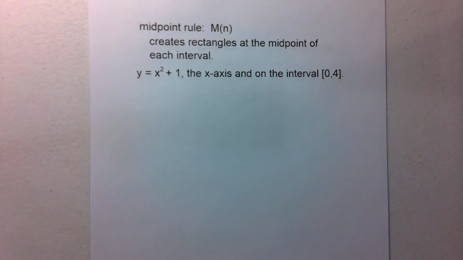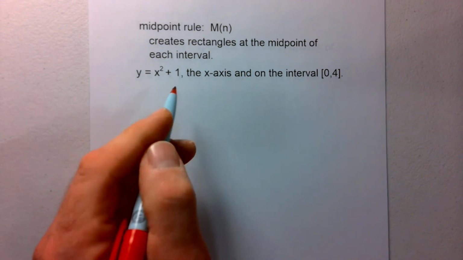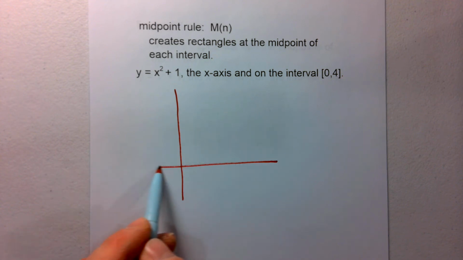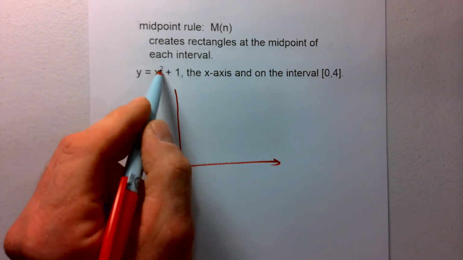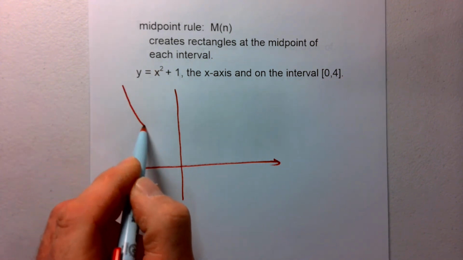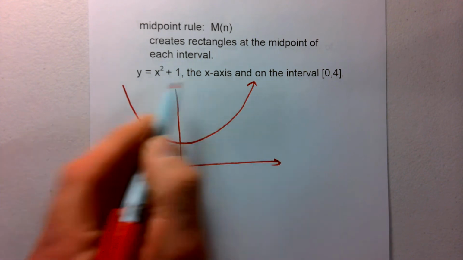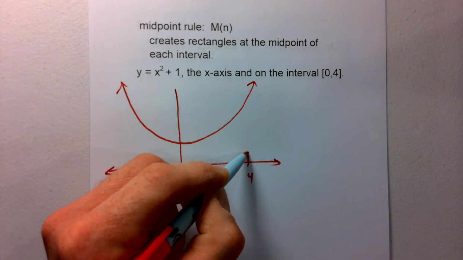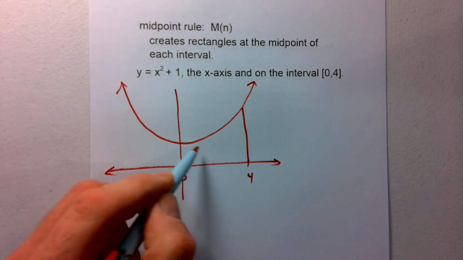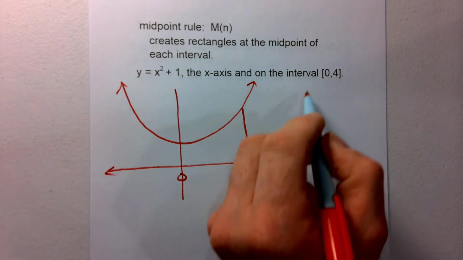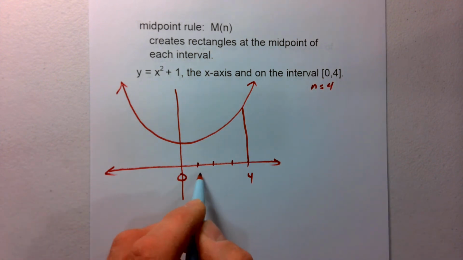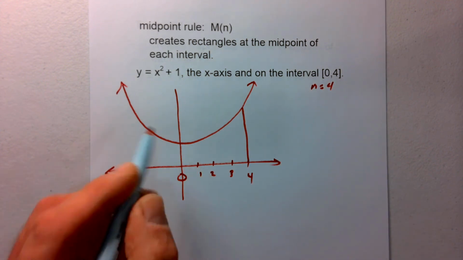All right, our midpoint rule. Here we're going to create rectangles using the midpoint of our intervals. So again, here's our graph. We're still looking at that same graph. I'm going to make this maybe a little bigger here. All right, so here's 0 and here's 4. We're going to again cut it at 4. Here's our region that we're looking at. Again, I'm going to cut it into 4 subintervals. So I'm going to cut it at 1, 2, 3, and 4.